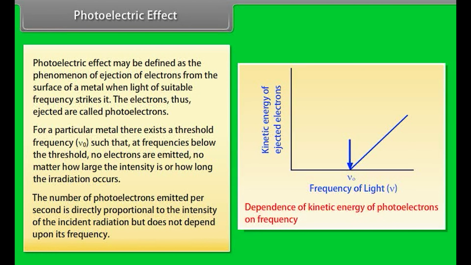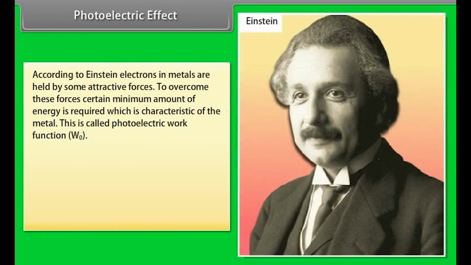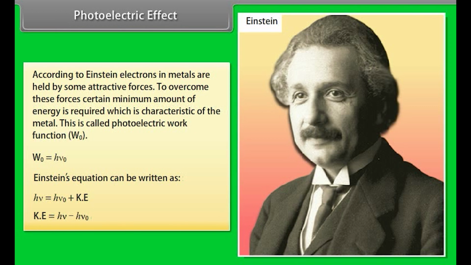The number of photoelectrons emitted per second is directly proportional to the intensity of the incident radiation but does not depend upon its frequency. According to Einstein, electrons in metals are held by some attractive forces. To overcome these forces, a certain minimum amount of energy is required, which is characteristic of the metal. This is called photoelectric work function W0. W0 = hν0. Einstein equation can be written as hν = hν0 + KE, so KE = hν − hν0.